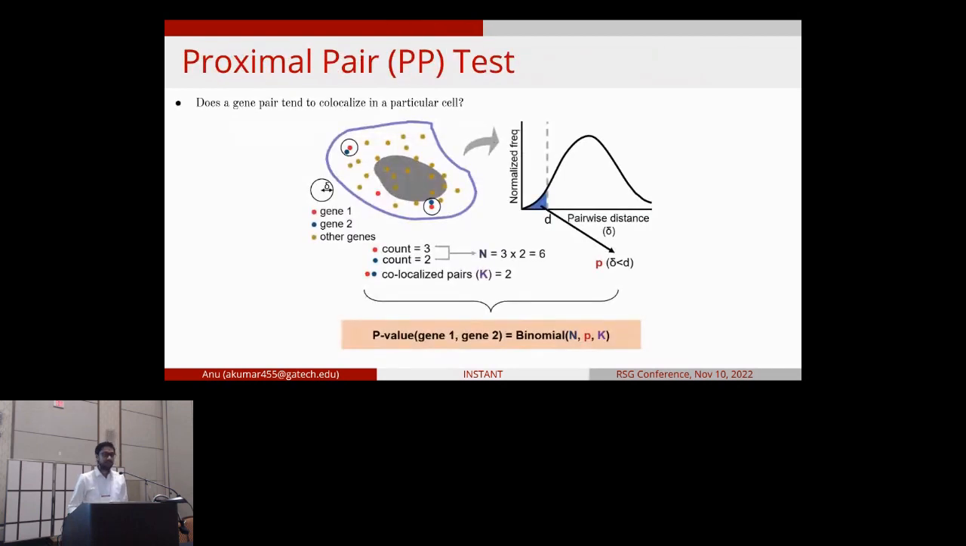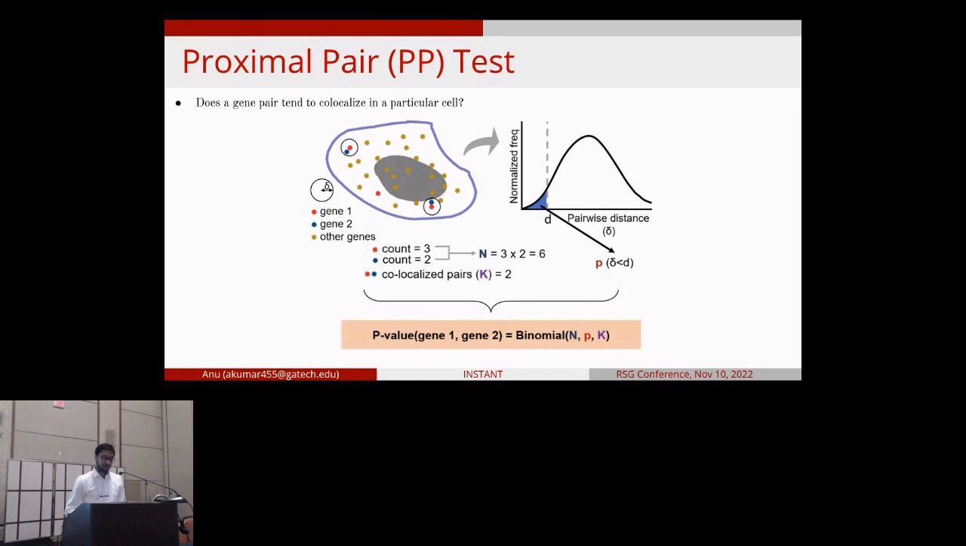So first is the proximal pair test. You have a cell here. Each dot corresponds to a transcript. We want to find if gene 1 and gene 2 are co-localized. You can see there are 3 instances of gene 1, red in color, 2 instances of gene 2, and a total of 2 pairs of gene 1 and gene 2 are co-localized. So there are 2 co-localized pairs. Total possible pairs is 6. So we ask a simple question: is 2 out of 6 significant?